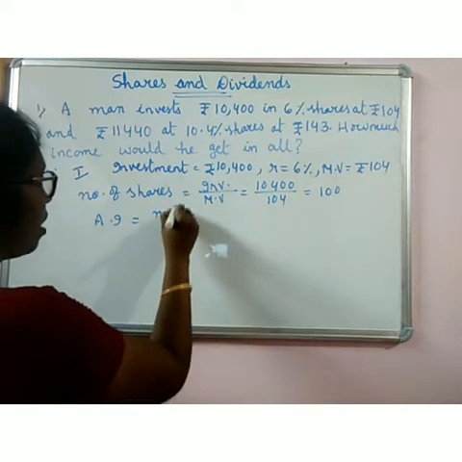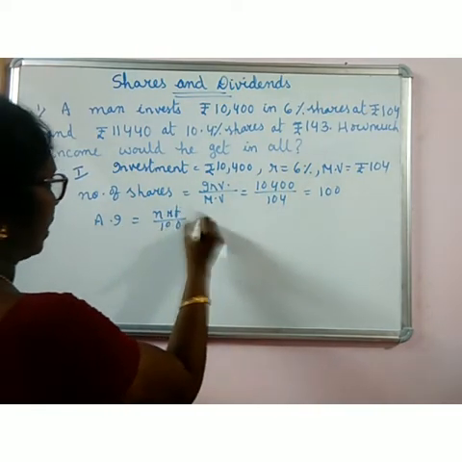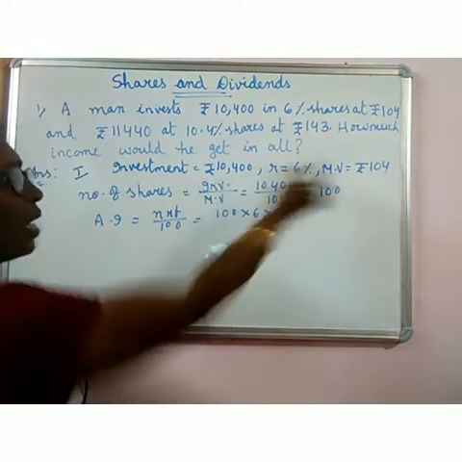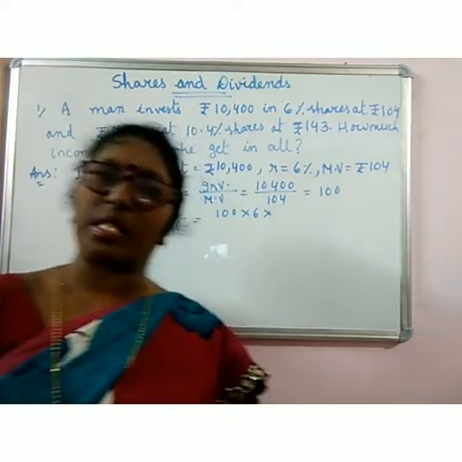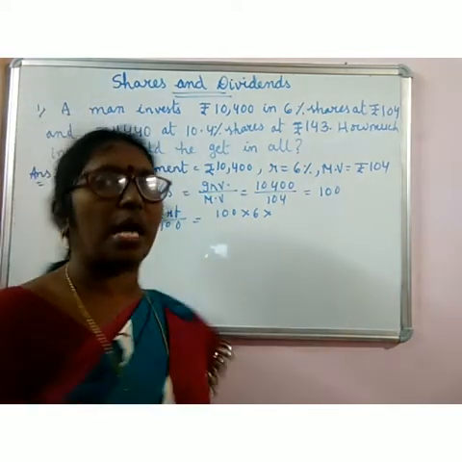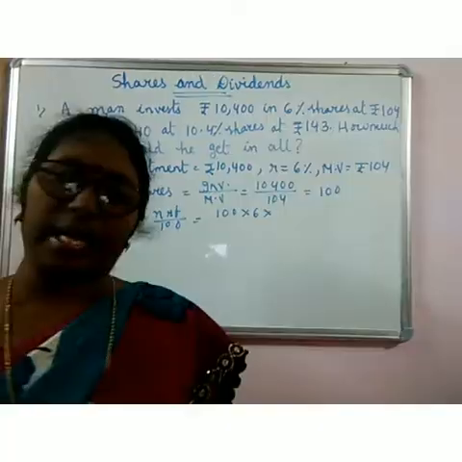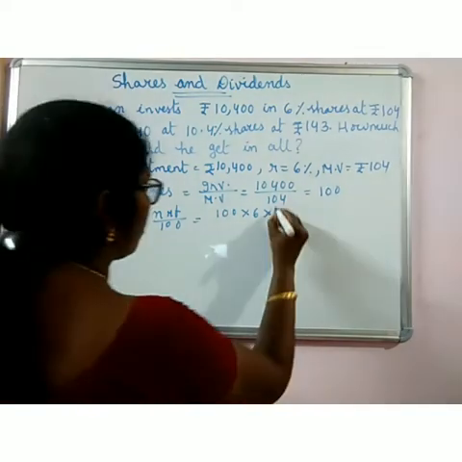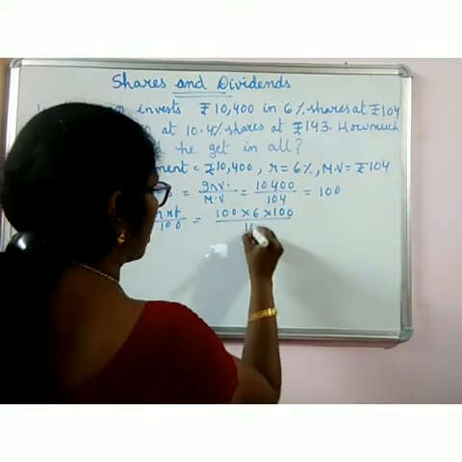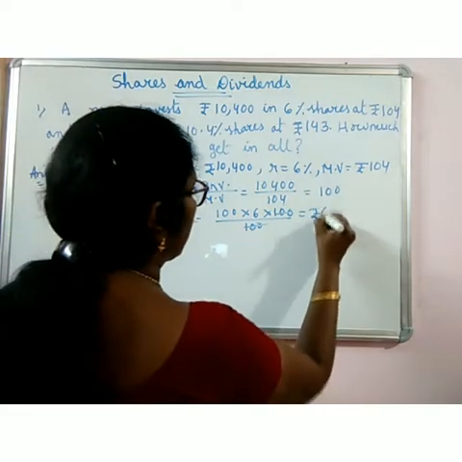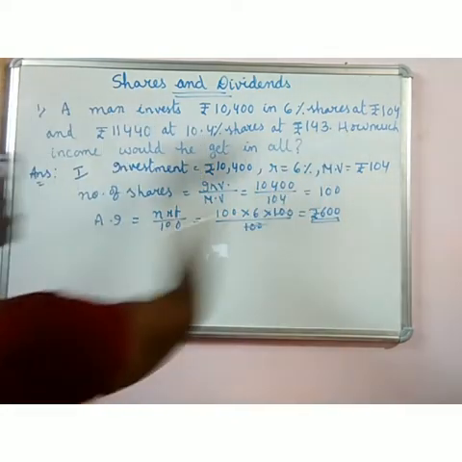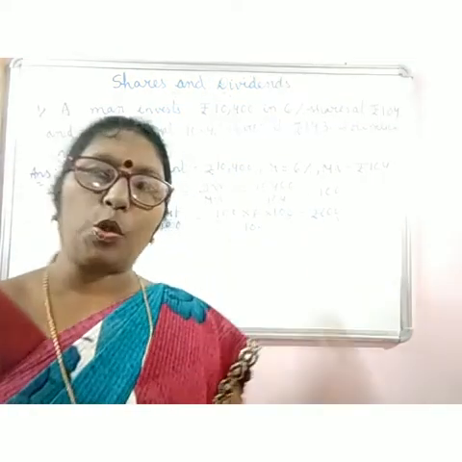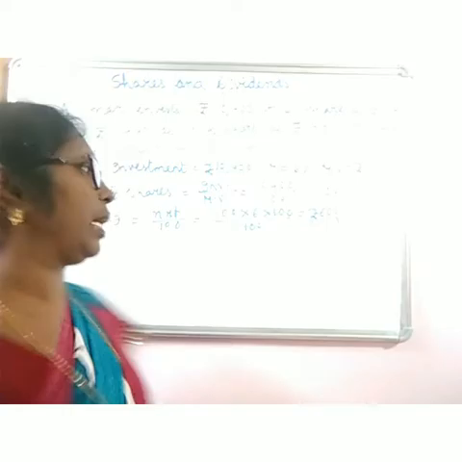You know the formula, annual income is NRF by 100. N is 100, R is 6, face value. You see, children, here face value is not given, but market value is 104 rupees. So in that case, you have to take the face value as 100 rupees. 100 by 100. So you will get 600 rupees. Your question is, how much income would he get in all? That means in two cases, you have to find the income.